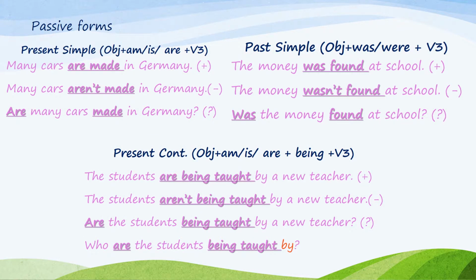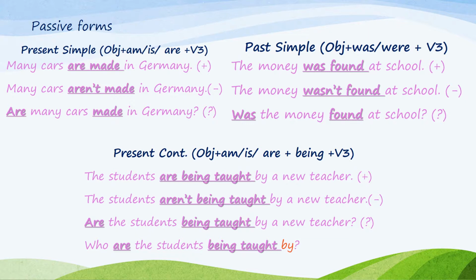In this slide and in the next slide, you will find out the passive structures of all tenses in all forms: positive, negative, and question. Look at the first one. Present simple is formed as putting am, is, are and verb 3 together. Many cars are made in Germany. You can see the negative and the question forms below.